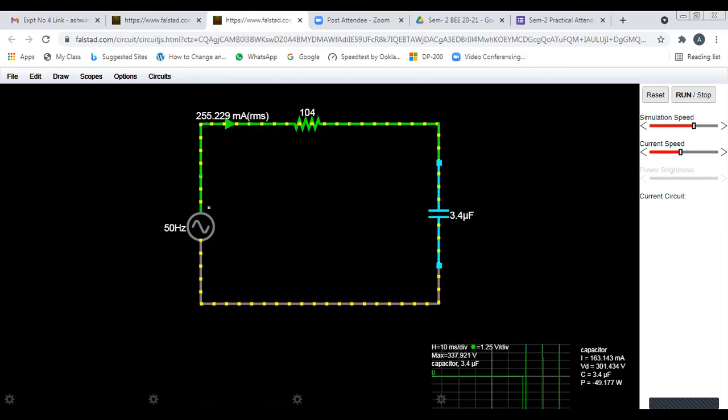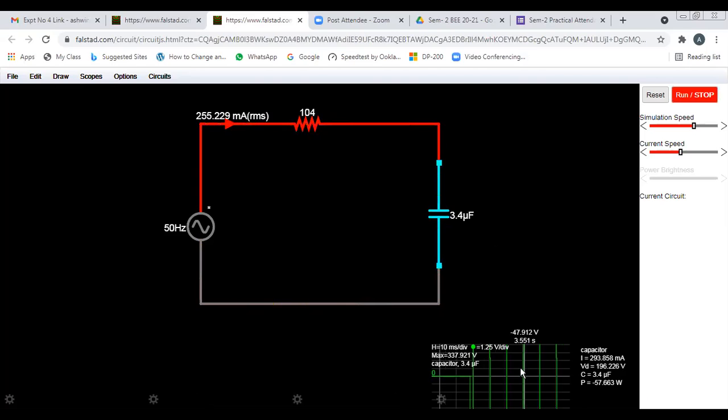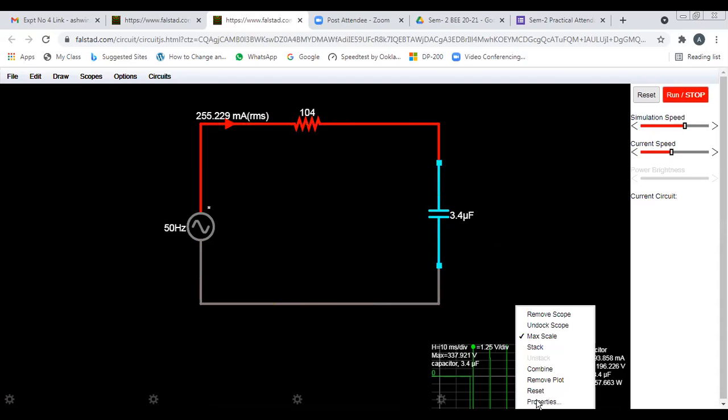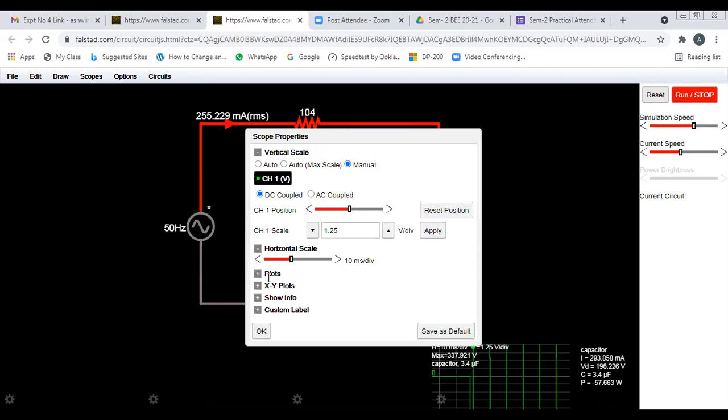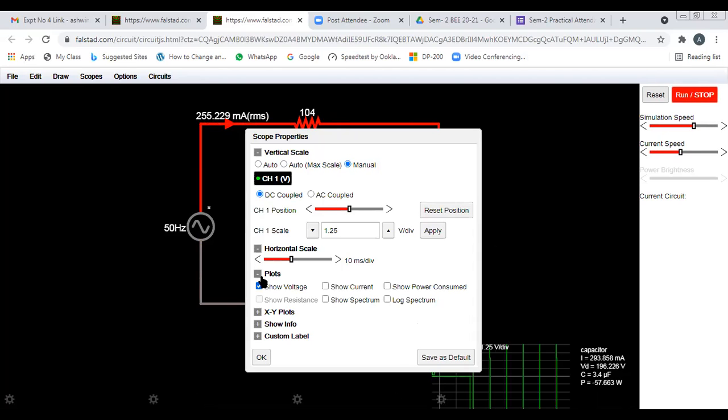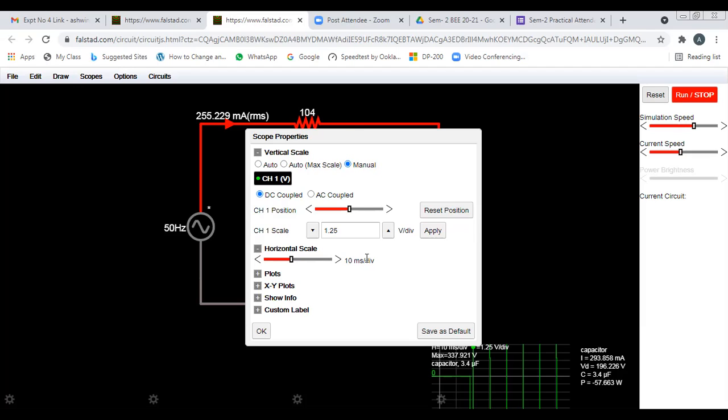That is also a sinusoidal waveform. In this graph, I'll stop this because it is very small. We can see the display of the graph here. So I have stopped the simulation. Right click the graph, go in properties. In plots, you can check it is only of voltage. Okay, the horizontal axis scale is fine. We'll change the y-axis scale.